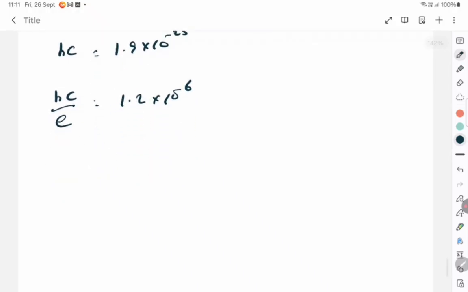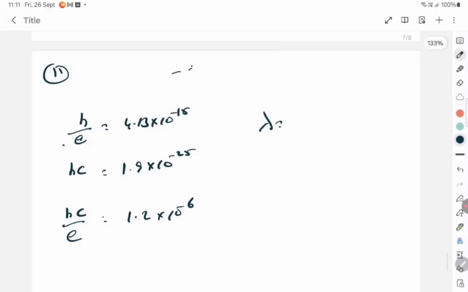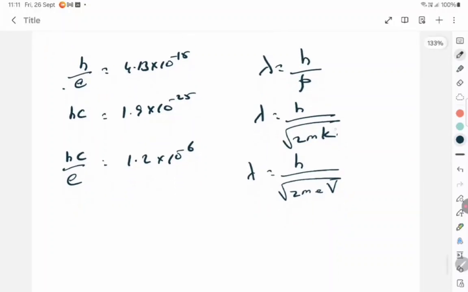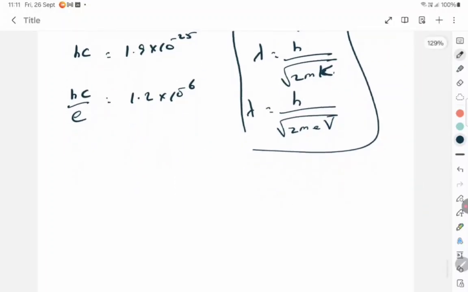The next thing for the numericals that you have to remember: lambda is equal to h by p, but you can substitute p as root of 2m kinetic energy, and you can also substitute kinetic energy as eV, so lambda is h by root of 2m eV. Very, very important. If you don't know these formulas, you cannot proceed with these numericals.